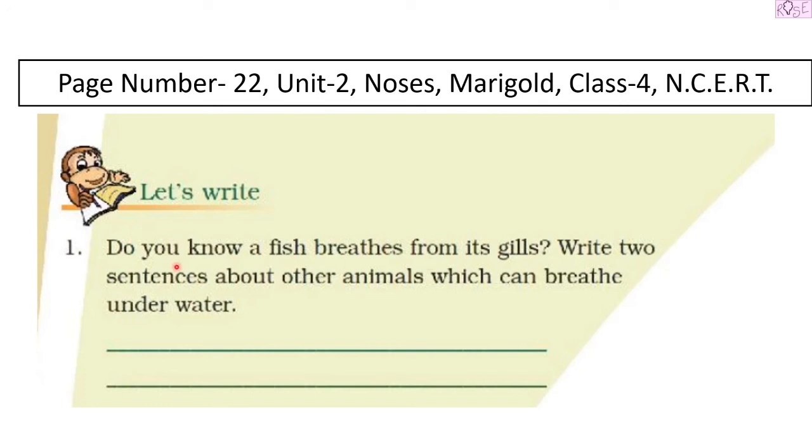Okay? So now here you have to write two sentences about other animals which can breathe underwater. You can write about the animals that we just discussed, that were octopus, prawns and shark, or you can find your own animals.